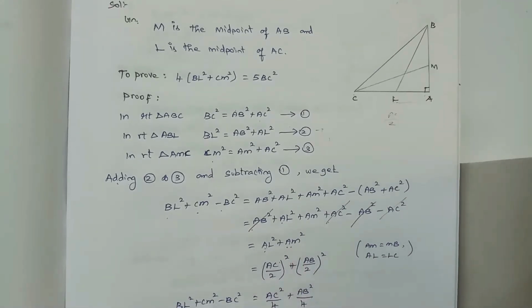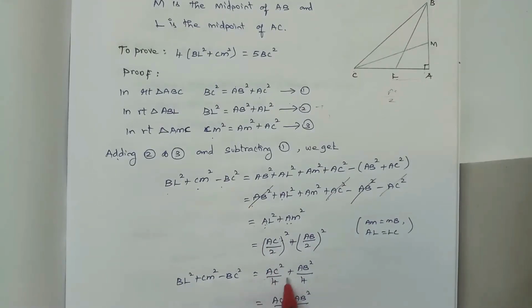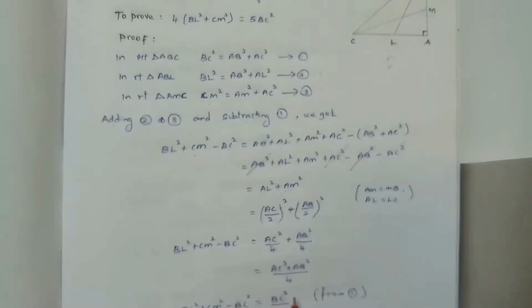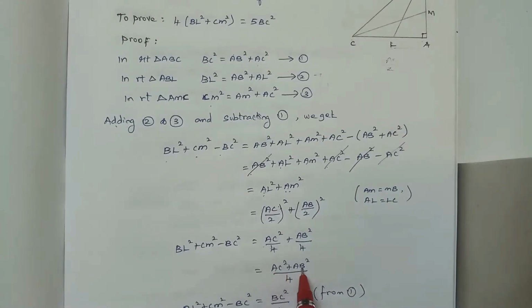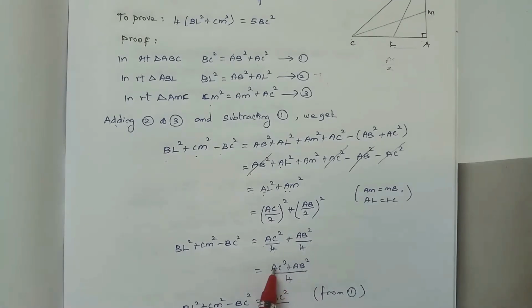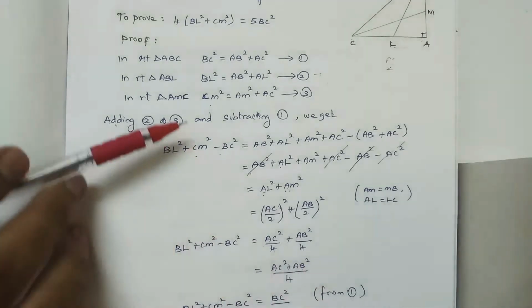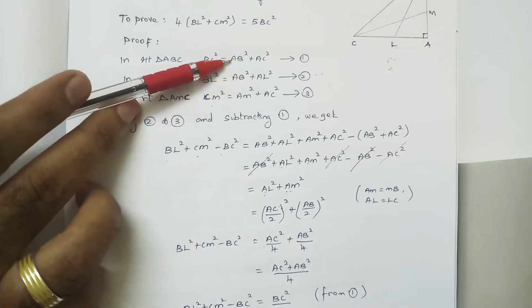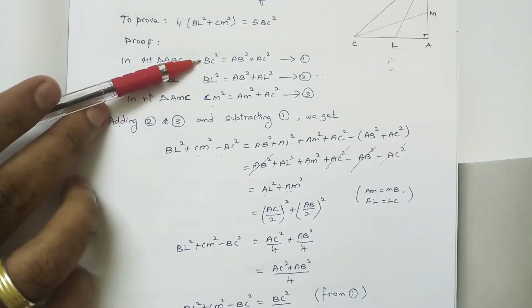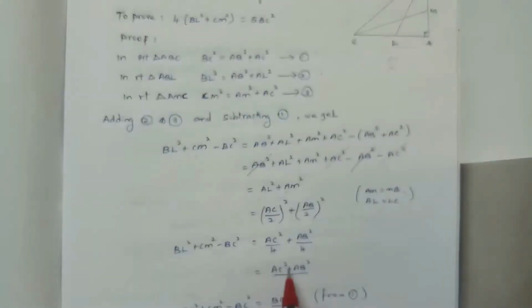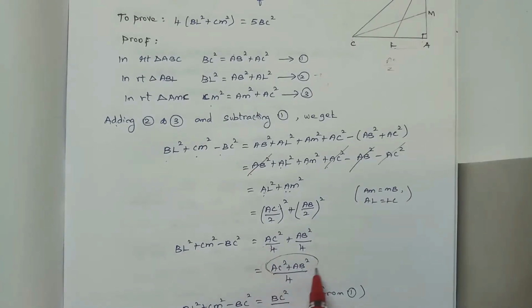Just apply the square, it will become AC square divided by 4 plus AB square divided by 4, right? I'm just taking the LCM, so denominators are the same. So taking LCM, it is AC square plus AB square divided by 4, right? See that equation? AC square plus AB square is equal to BC square. So from equation 1, instead of this AC square plus AB square, shall I write BC square? Already we are having it, right?